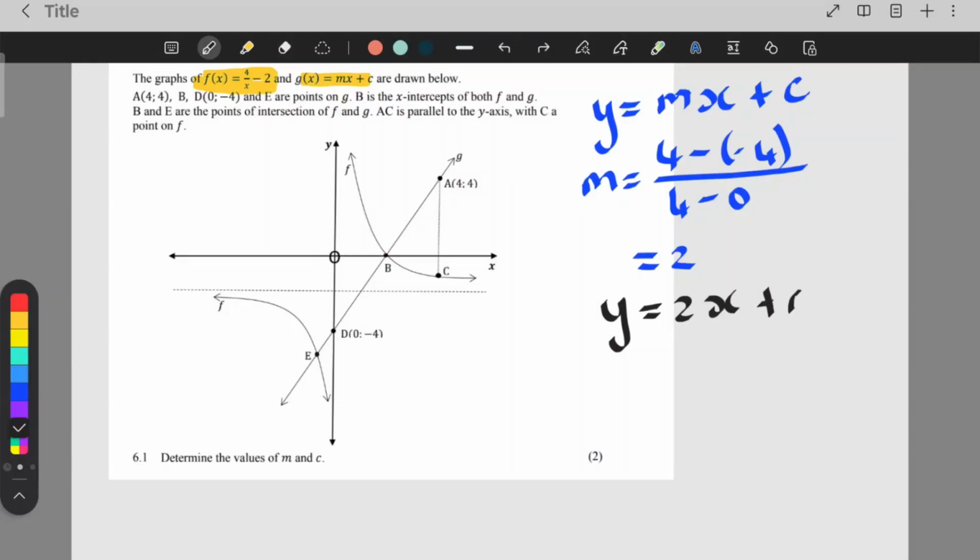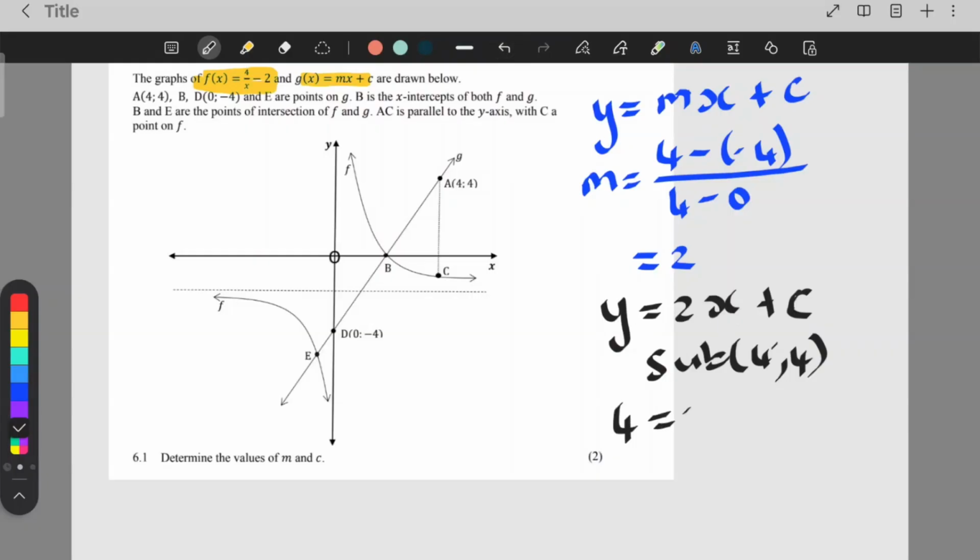So let's sub in a point. Let's say you couldn't see that, then you can say, okay, let me sub in a point on the line. So I'm going to sub in 4 and 4. Then the y becomes 4 and the x also becomes 4.